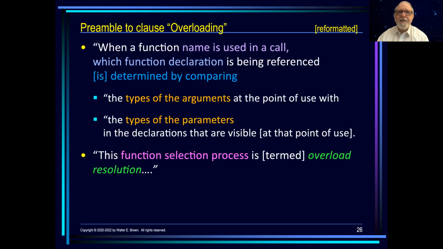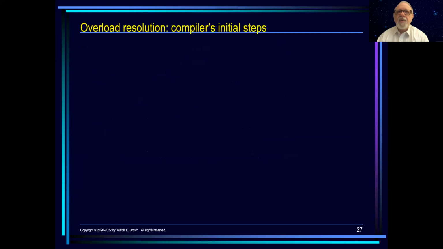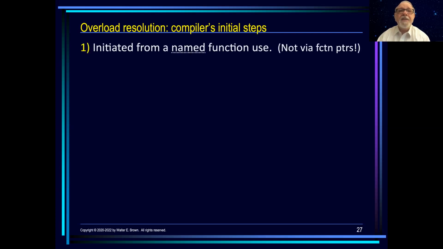So let's look at overload resolution from the compiler's point of view. And I really wanted to number my bullet points on this slide starting with 0, and PowerPoint just won't let me. I don't know why not, but somebody decided I can't have a bullet numbered 0. So this is number 1.